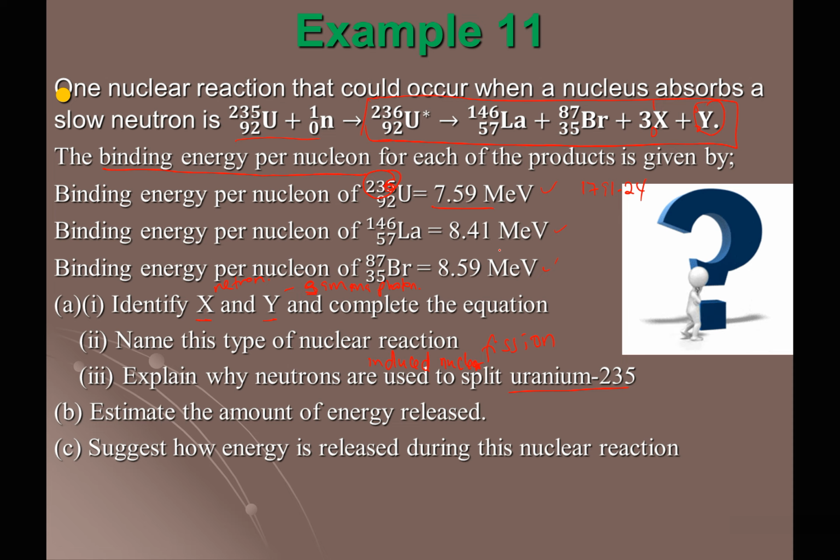Then I have 8.41 times 146. The binding energy here is 1227.86. I have 8.59 times 87. This is 747.33. These are the binding energies after multiplying by the nucleon number.